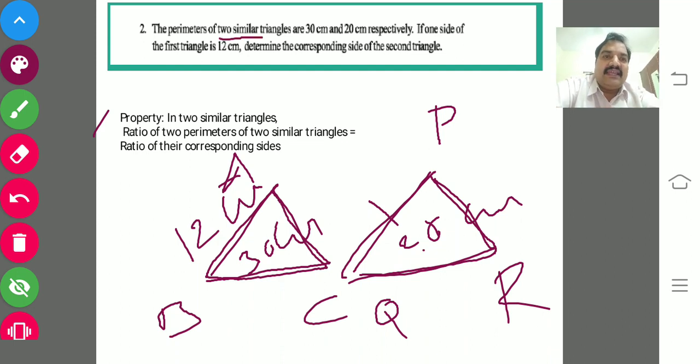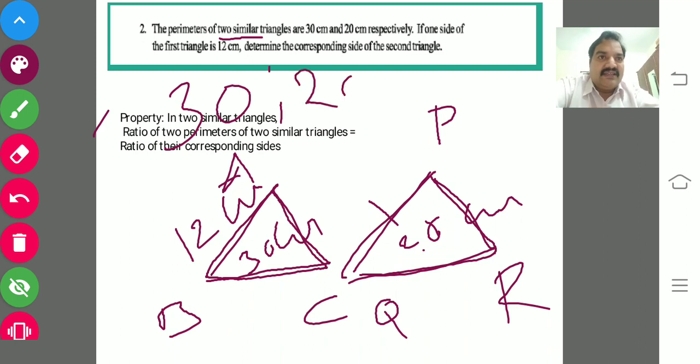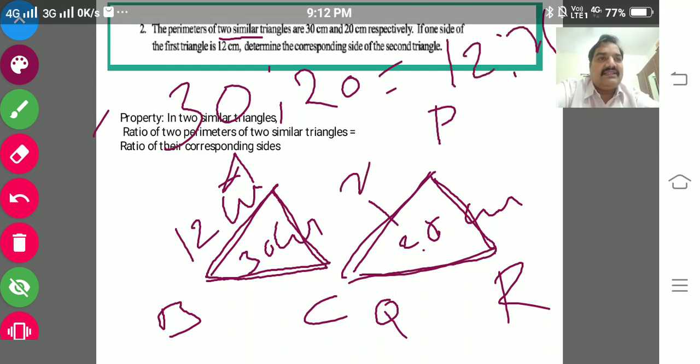That means triangle ABC is similar to triangle PQR. It is given. In two similar triangles, the ratio of the perimeters of two similar triangles is equal to the ratio of their corresponding sides. So 30 is to 20 equals 12 is to x. You just say this is x.